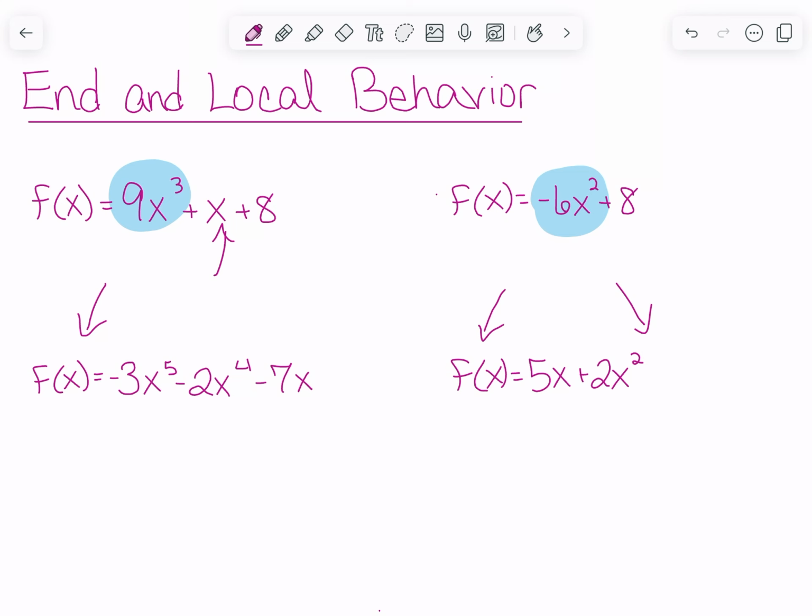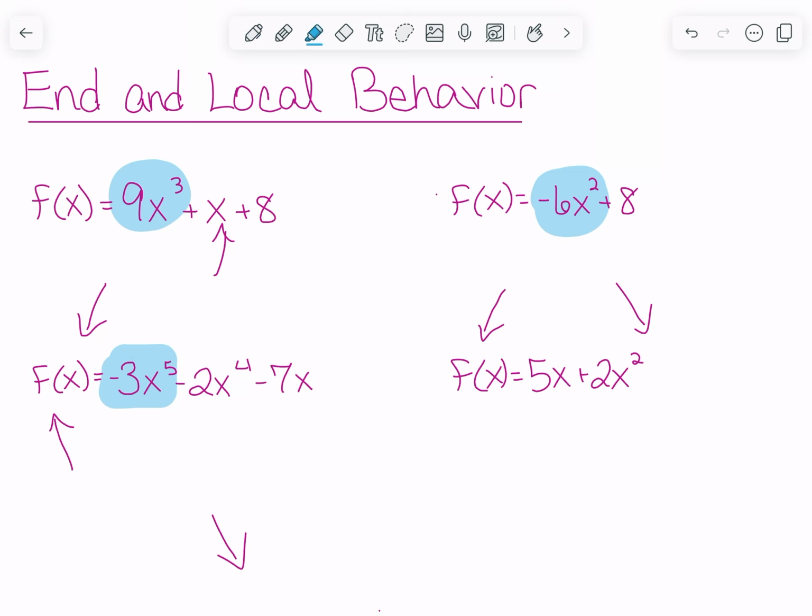My next one, negative 3x to the 5th minus 2x to the 4th minus 7x. My leading term here is my negative 3x to the 5th. This is an odd degree with a negative coefficient. That means it'll go up on the left and down on the right.